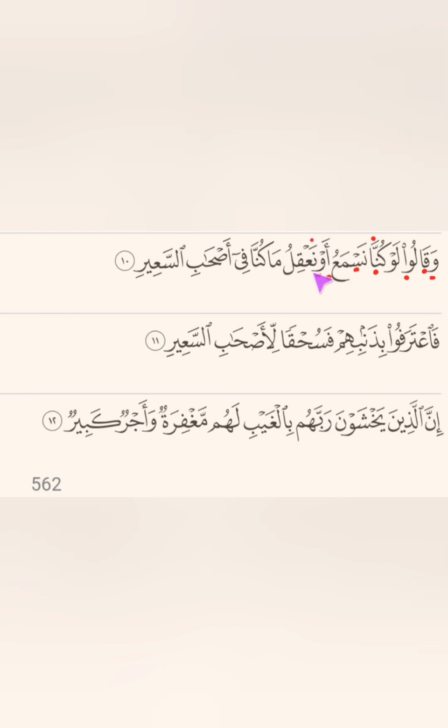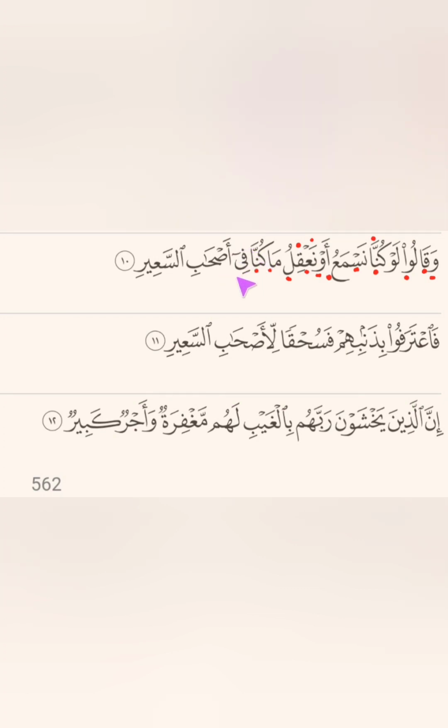Noon has a fatha, and ayn will come from the middle of your throat. أو نعقل. Qaf from the back of your tongue. Now lam, remember lam is one of the letters for today. أو نعقل ما كنا. Lam will come from the front of your tongue and make it firm. Don't say it like that. نسمع ونعقل ما كنا. There's a maddiya letter here. كنا, there's no shadda here.